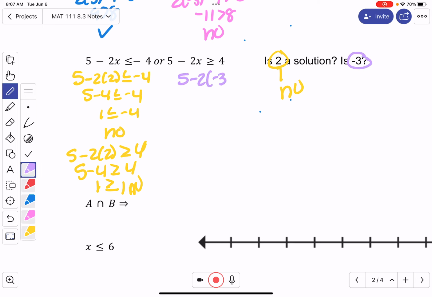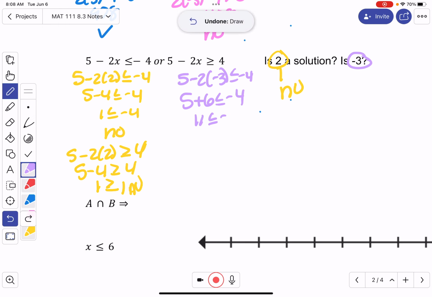Now let's try -3. 5 minus 2 times -3. Well, 2 times -3 is -6. 5 plus 6 is 11. 11 is not less than or equal to -4. So we know that one doesn't work.